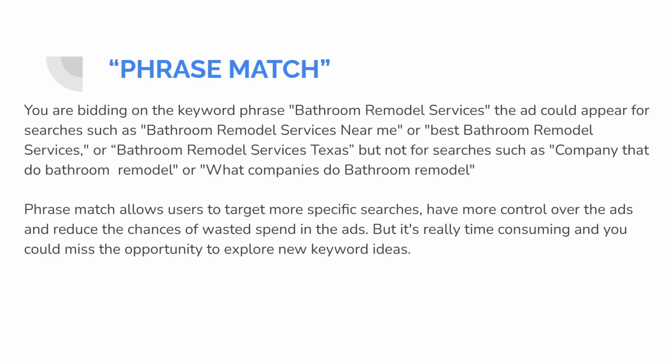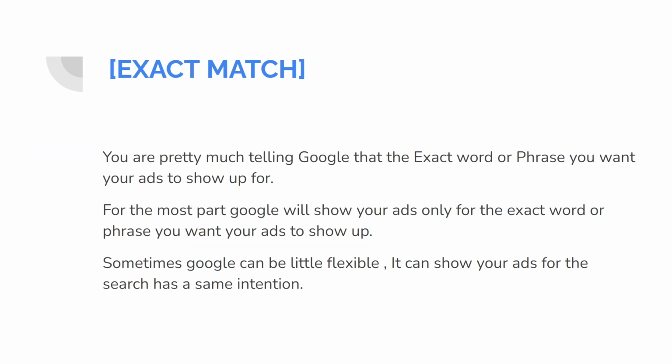But it's really time consuming and you could miss the opportunity to explore new keywords. So moving on to exact match, you are pretty much telling Google the exact word or phrase you want your ads to show up for. For the most part, Google will show your ads only for the exact word or phrase you want your ads to show up for. Sometimes Google can be a little flexible. It can show your ads for searches that have the same intention, right?